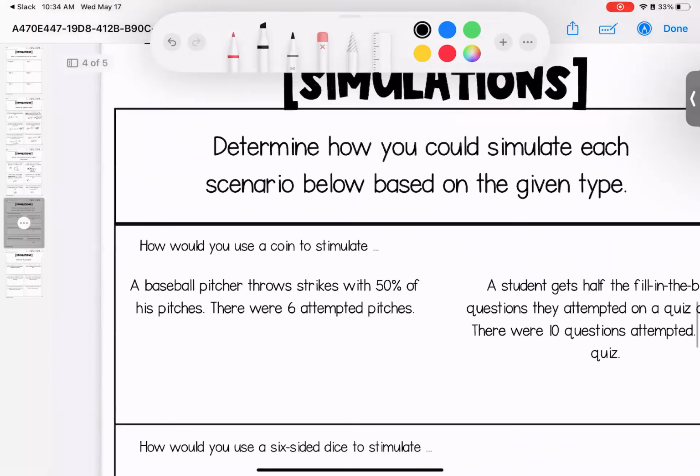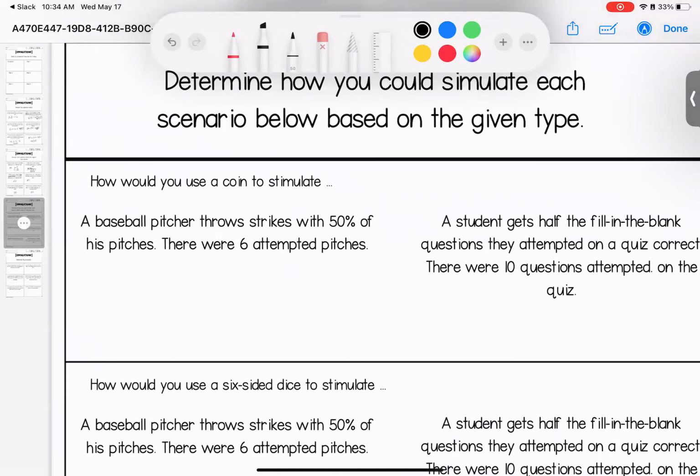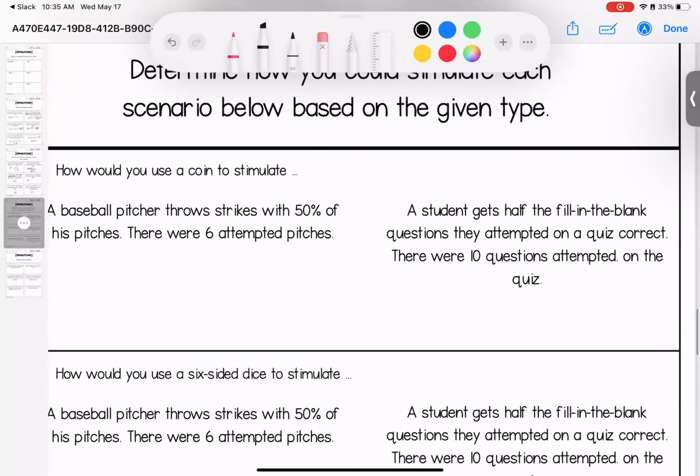All right, now this time we are looking at one type of simulation and 2 questions. So how would you use a coin to simulate a baseball pitcher throwing strikes with 50% of his pitches? There were 6 pitches attempted. I would flip a coin 6 times. I could say that heads is strike and tails is a ball. So that would absolutely be able to do.